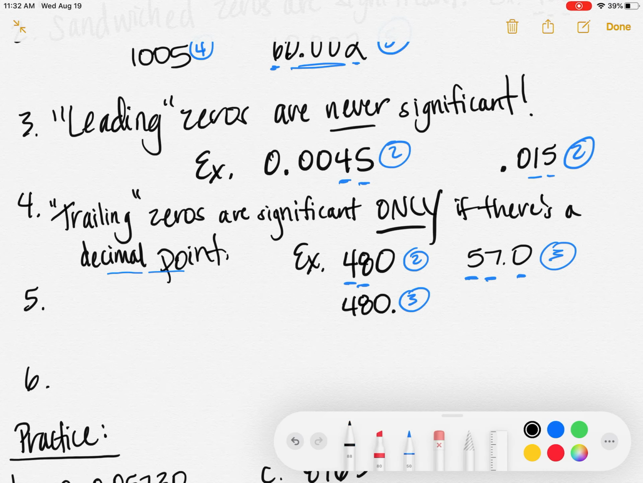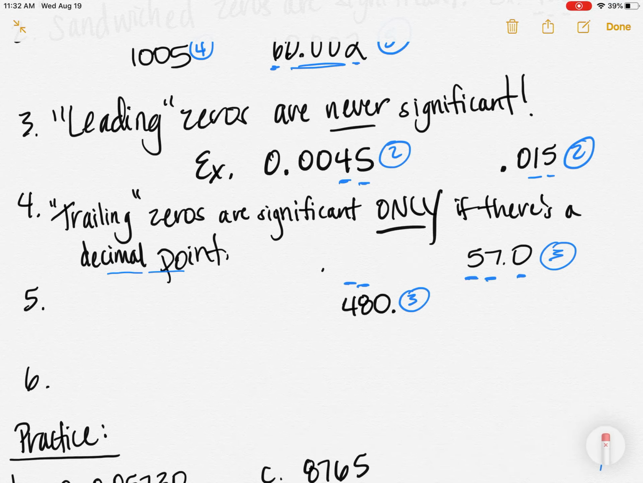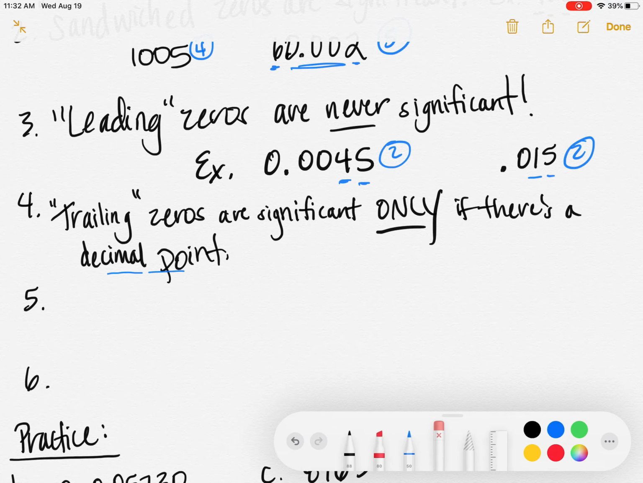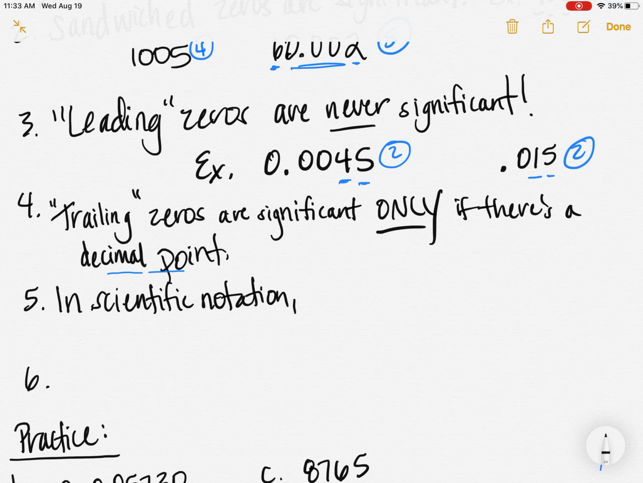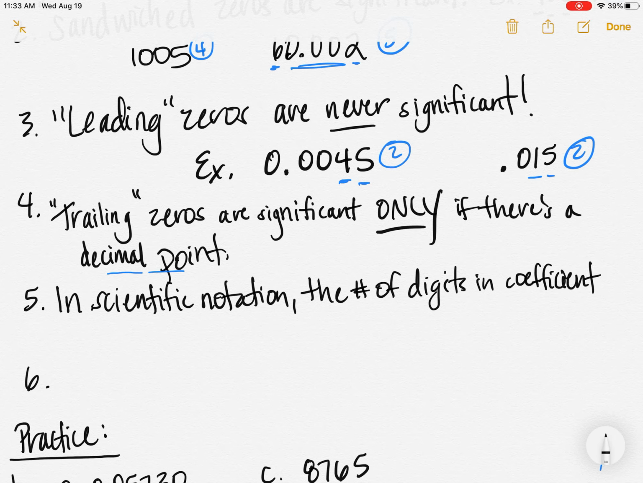And so we're going to do some practice. But I have 2 more rules real quick. I'm going to erase a couple of these examples so that I have more room. Okay, the 5th rule is an easy rule. It says, in scientific notation, the number of digits in the coefficient is equal to the number of sig figs. And I will show you what I mean.